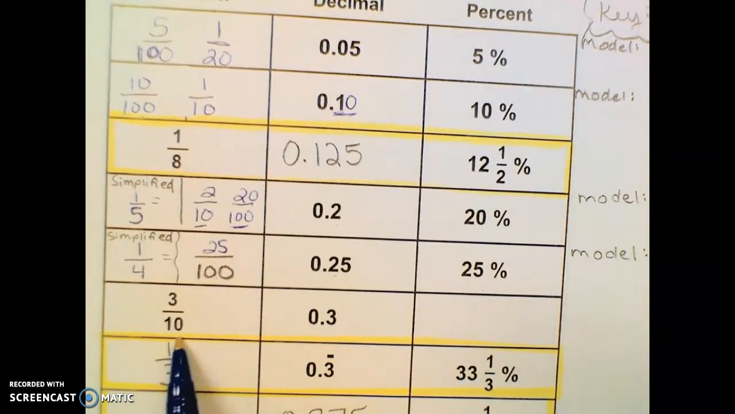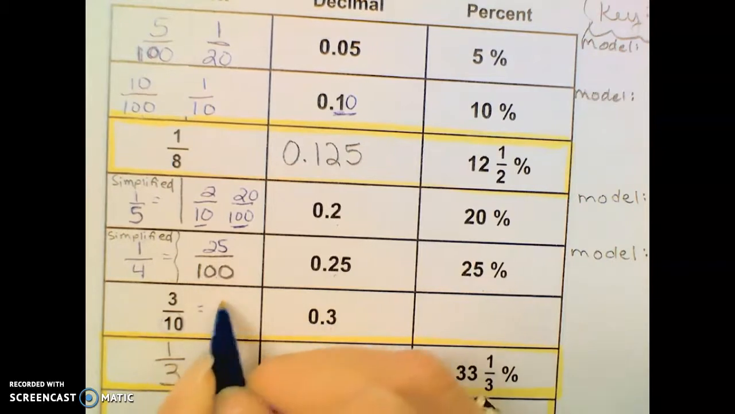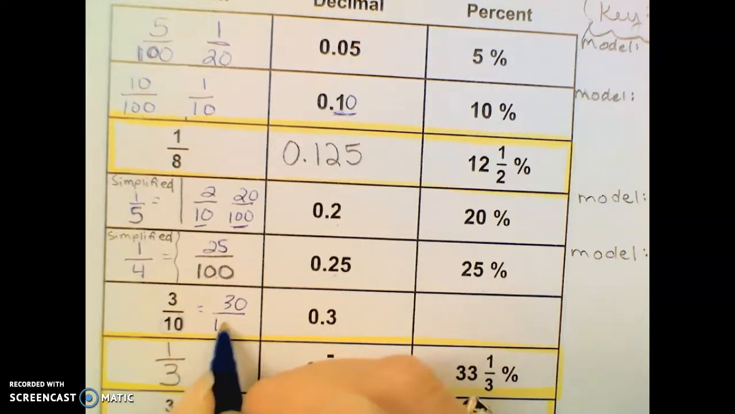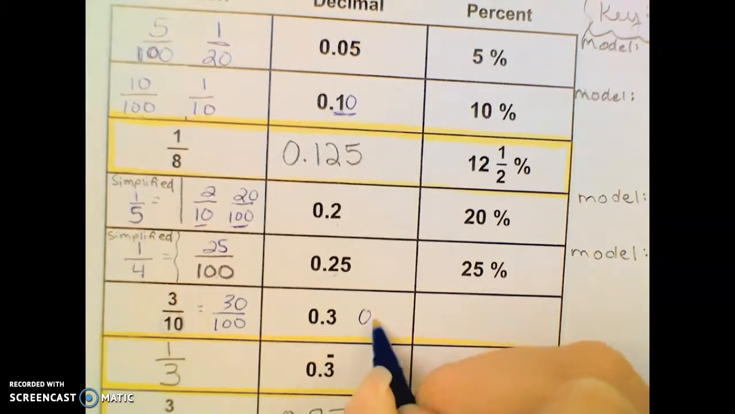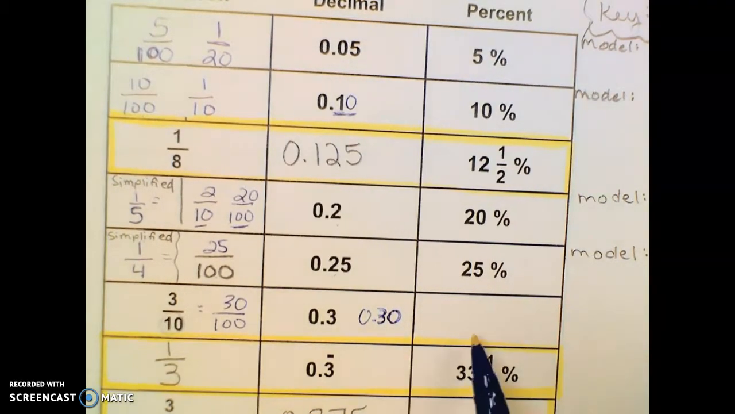If we have 3 tenths here, tenths and hundredths move easily between decimals. So 3 tenths would be 0.3. We could also have 30 hundredths, which would be 0.30. Then that moves easily into our percents because percents are always out of 100. So that would be our 30%.